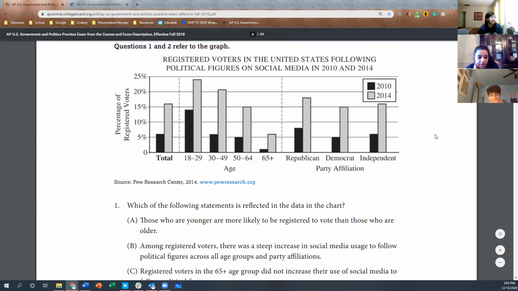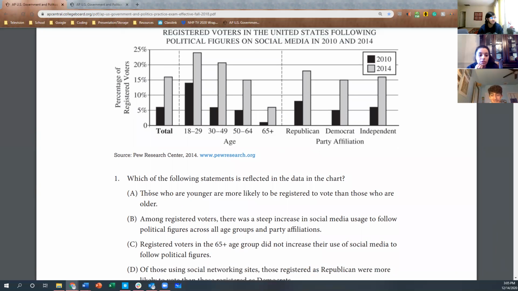So it says registered voters in the US following political figures on social media. Which of the following statements is reflected in the data in the chart? Those who are younger are more likely to be registered to vote than those who are older. This doesn't talk about registered voters, right? It talks about social media users.